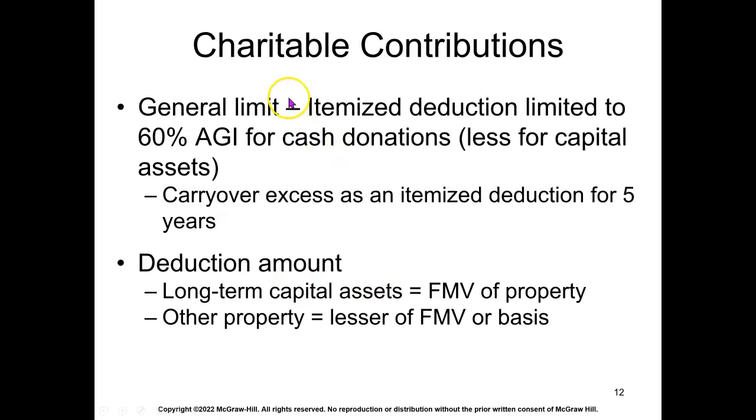And then here, let's look at charitable contributions. The general limit means your itemized deduction is limited to 60% for cash donations. So that's why AGI can be important. The limit is less for capital assets. If you go over this limit, you can carry over the excess for 5 years and hopefully use it in that 5-year period. For the deduction amount, long-term capital assets equal the fair market value of the property. Other property equals the lesser of the fair market value or the basis.